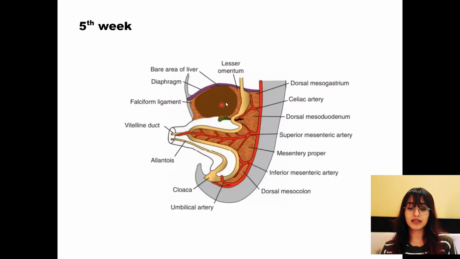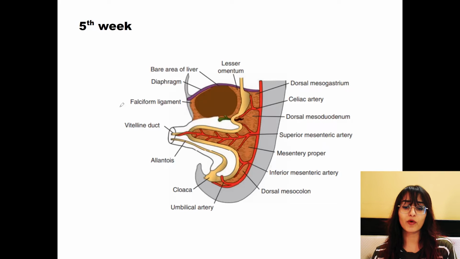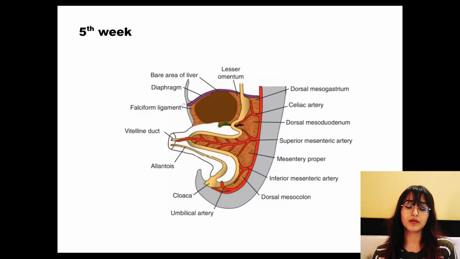Now when the liver grows into this ventral mesentery, it divides it into a lesser omentum and a falciform ligament. You can watch my previous video where I told you about the falciform ligament, that it attaches the liver to the anterior abdominal wall. So the lesser omentum is basically your hepatogastric and hepatoduodenal ligament, and it attaches the liver to the stomach and the duodenum. This will be your lesser omentum.